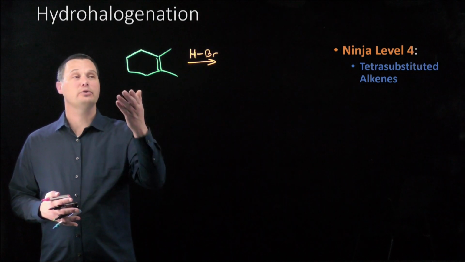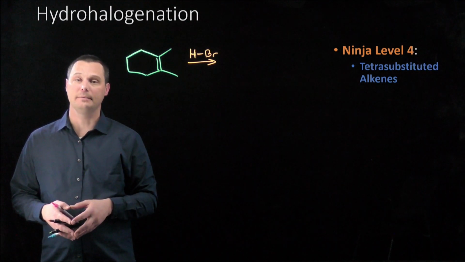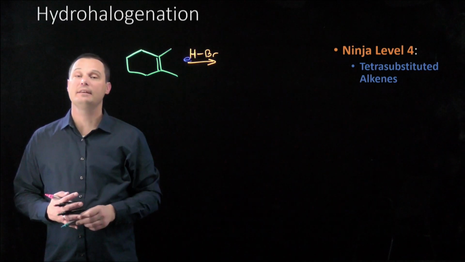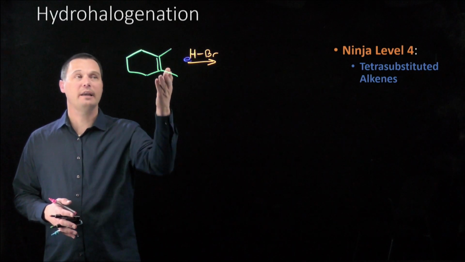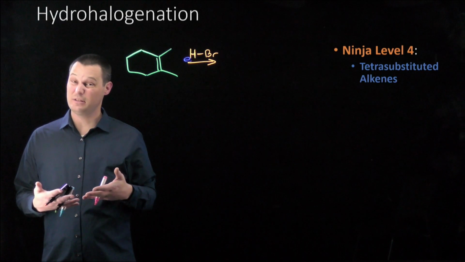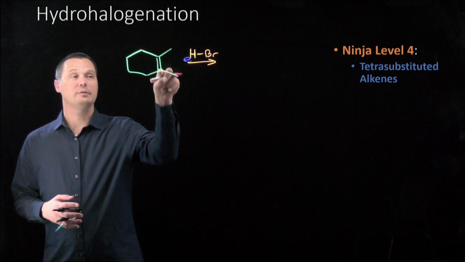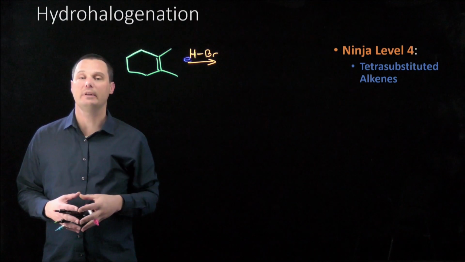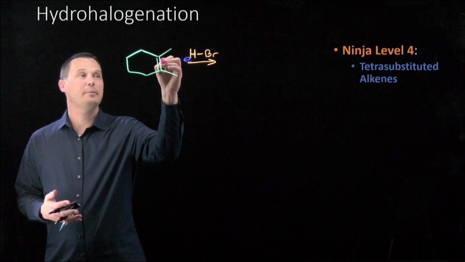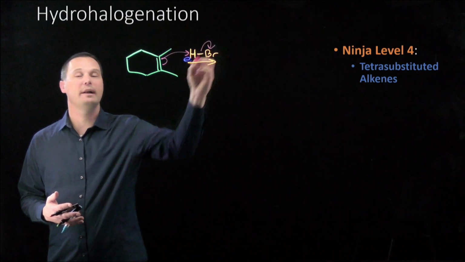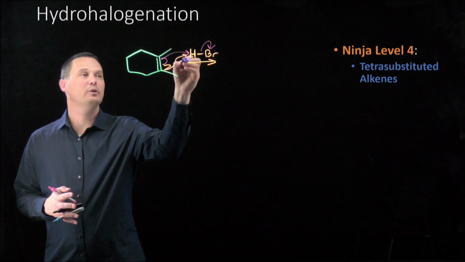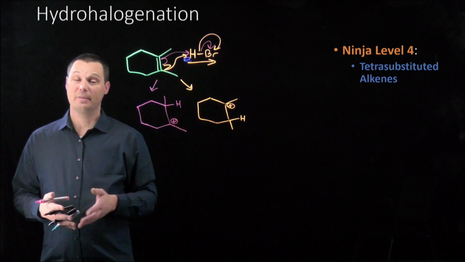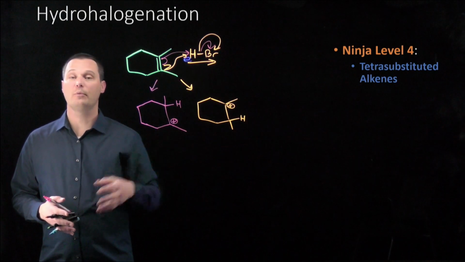Ninja level 4 introduces us to a tetrasubstituted alkene. The HBr is still electrophilic at the acidic hydrogen, but which side of the alkene is the nucleophilic side? The answer is both. Without any differential substitution, there's no side that's more or less electron rich, and so both sides can equally act as a nucleophile. So sometimes the top carbon will attack the hydrogen, kicking out the bromide as a leaving group, and sometimes the bottom carbon will attack the hydrogen, kicking out bromide as a leaving group. That will actually form 2 possible carbocation intermediates.